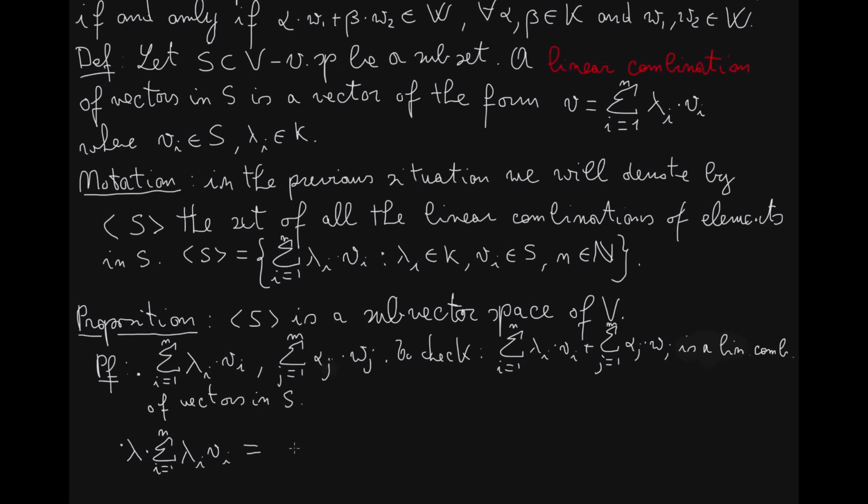Therefore, this sum multiplied by lambda in front is precisely this vector: the sum for i that goes from 1 to n of lambda times lambda i times vi, where this multiplication is inside K, and this multiplication is inside V. This element is an element in K for each i, because it's the product of two scalars. Therefore, this is a perfectly legitimate linear combination of vectors in S, which are the vi's. The scalars in front of the vi's have changed, but nonetheless they are elements in K. Therefore, this is a linear combination of elements in S.